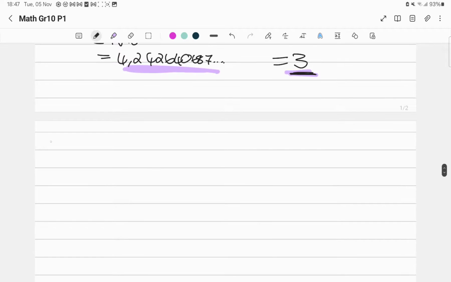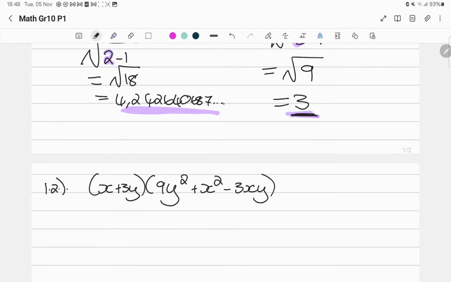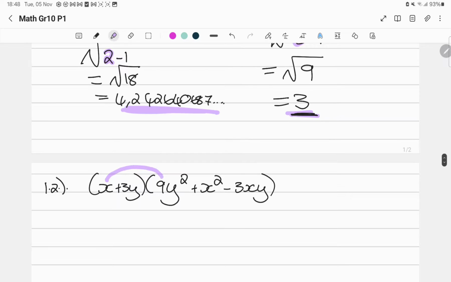I don't think there should be any problems at this stage of simplifying. So let's quickly look at question 1. Alright, so when you have to multiply this, remember that in my first bracket I have 2 terms, and in my second bracket I have 3 terms, which means that this x has to multiply with that 9y squared, this x has to multiply with x squared, and this x has to multiply with negative 3xy.